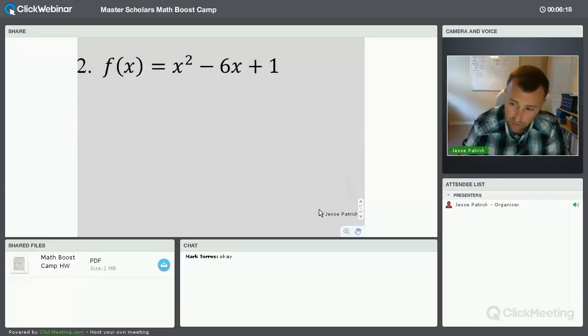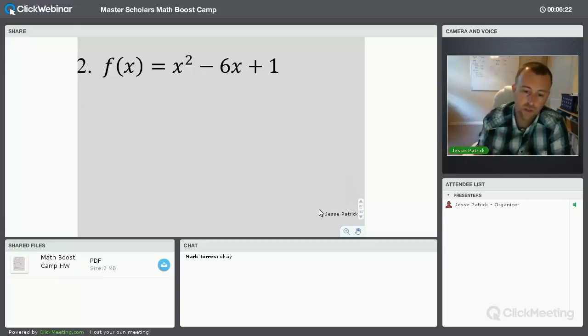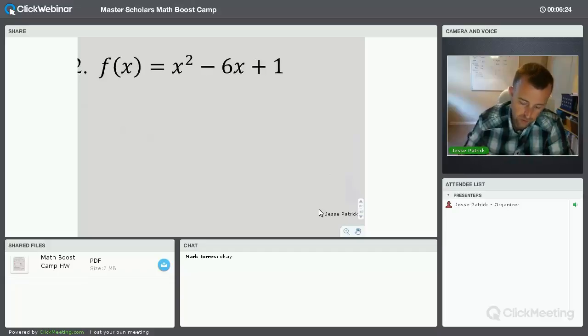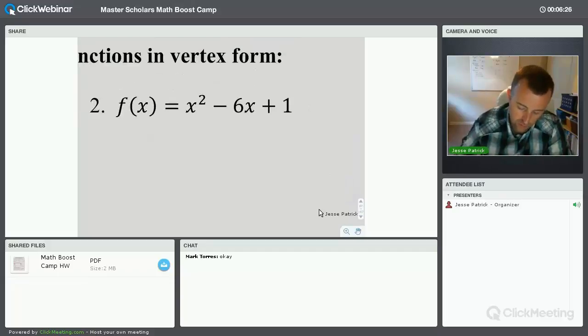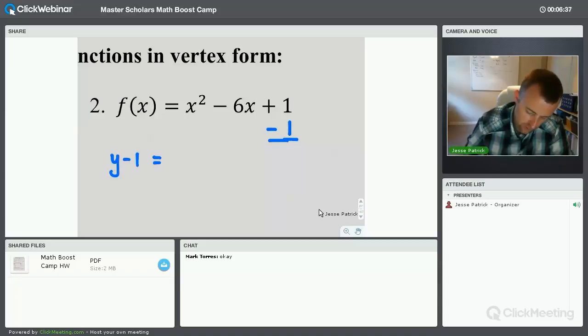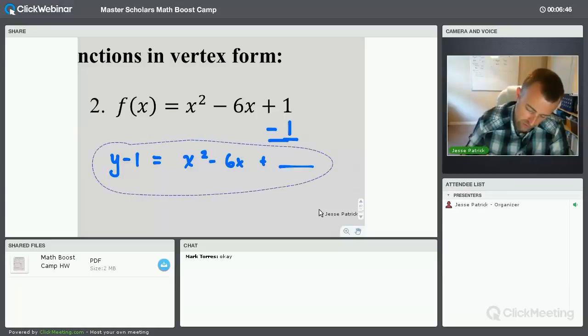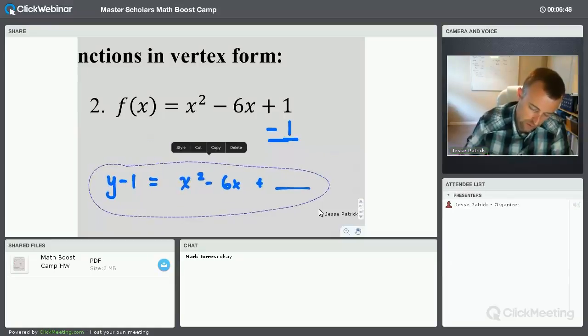If you want to put this into vertex form, we have to complete the square because it's (x minus h) quantity squared. So I need to get a perfect square in my equation. It's just a quick reminder of what we're going to do on these. First thing I would do is get that constant out of there. I'm going to start from scratch. I'll call this f of x y. So I'll have y minus 1 equals x squared minus 6x plus blank.